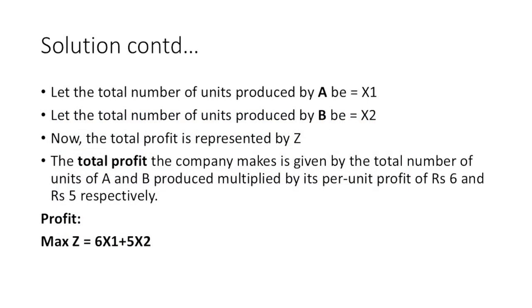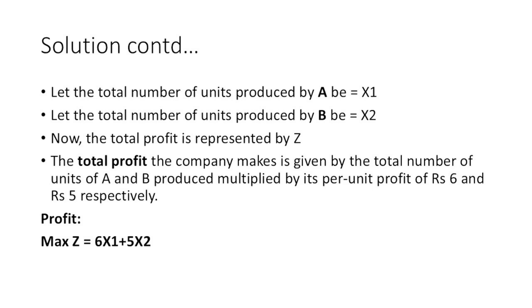So in this case, how to solve this? Let the total number of units produced of A be x1 and the total number of units produced of B be x2. And the total profit is represented by Z. So the total profit the company makes is given by the total number of units of A and B produced multiplied by the per unit profit.